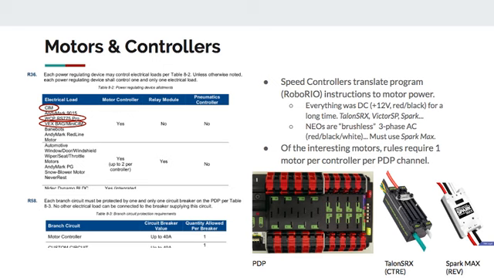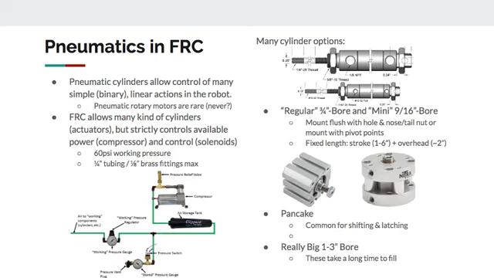Motor controller questions? Okay, let's talk about something super different. I think you guys have probably seen a lot of the motor stuff, so you're familiar with that. However, what's usually a little bit more hidden in the robot and kind of does magical things is the pneumatic system.